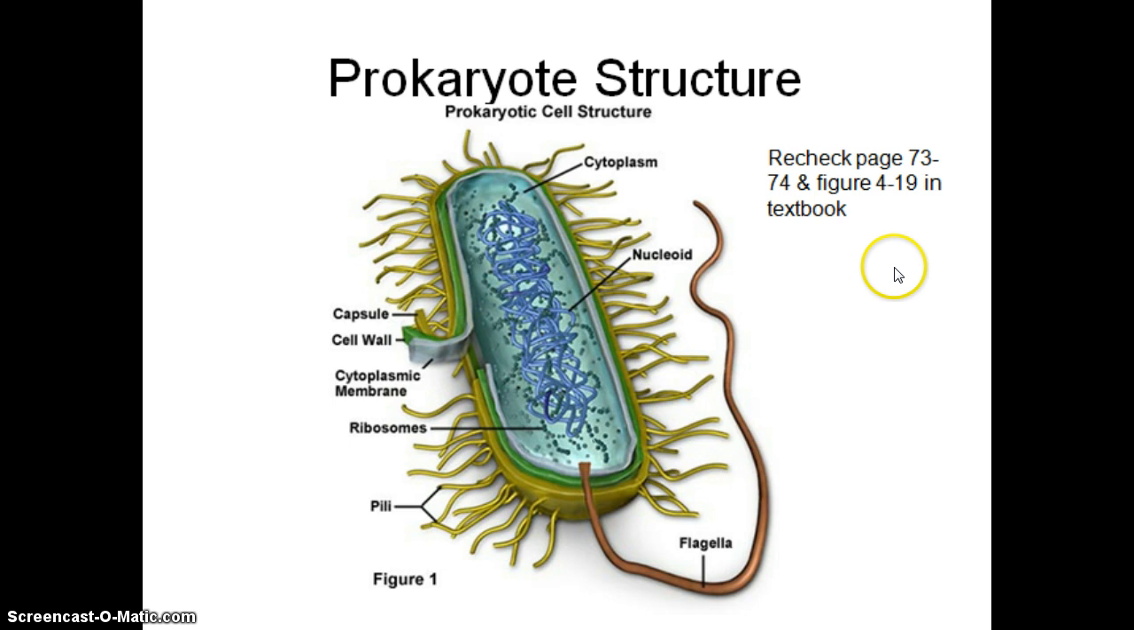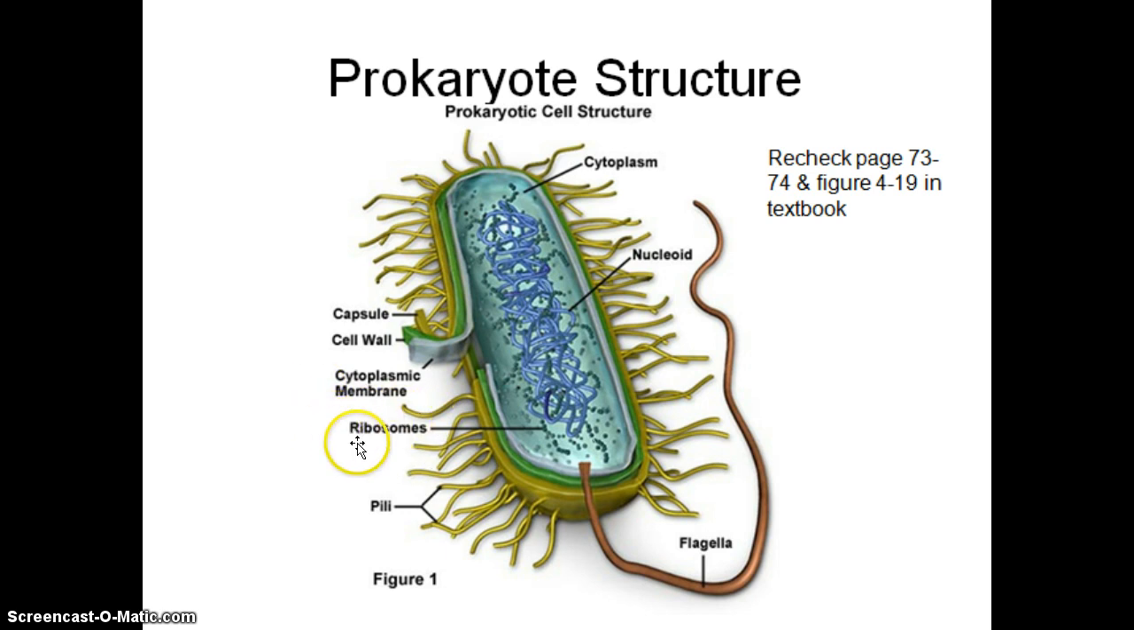It's not part of their nucleoid region, but an extra little piece of genetic information. When you go back to pages 73 and 74, look at this figure and make sure that you're comfortable with all of the parts of the bacterial cell, not only identifying each part, but also, as you can guess, the function. What is the function of the nucleoid? What is the function of the capsule? What's the function of the cell wall? What's the function of the cytoplasmic membrane, which is really just another name for the plasma membrane? A lot of these you're already familiar with.